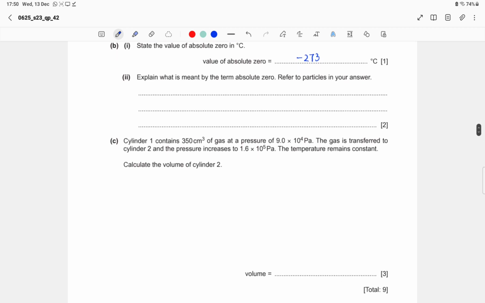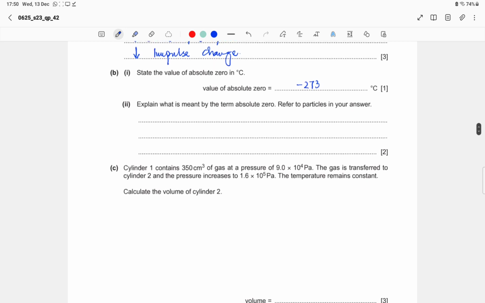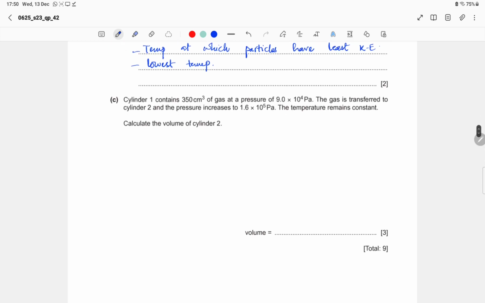Explain what is meant by the term absolute zero. Refer to the particles in your answer. So it's going to be the temperature at which particles have least kinetic energy. Least kinetic energy. So this means that it has the lowest temperature as well. Lowest temperature of the molecule. So you need to memorize this value in order to understand this thing. So basically this is the temperature at which the kinetic energy of the particles is going to be least.